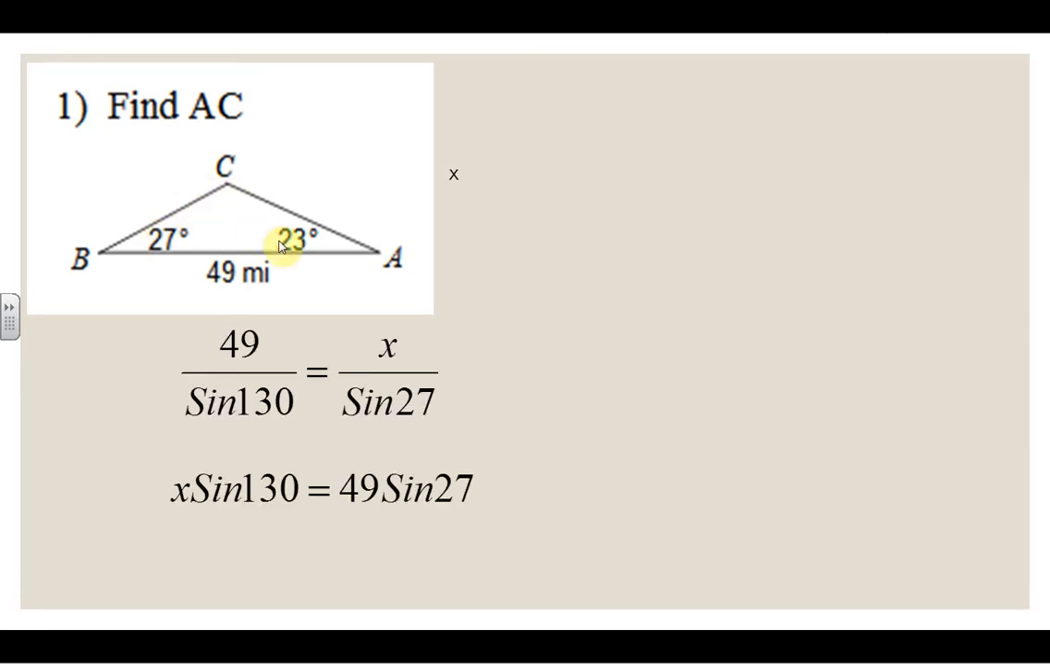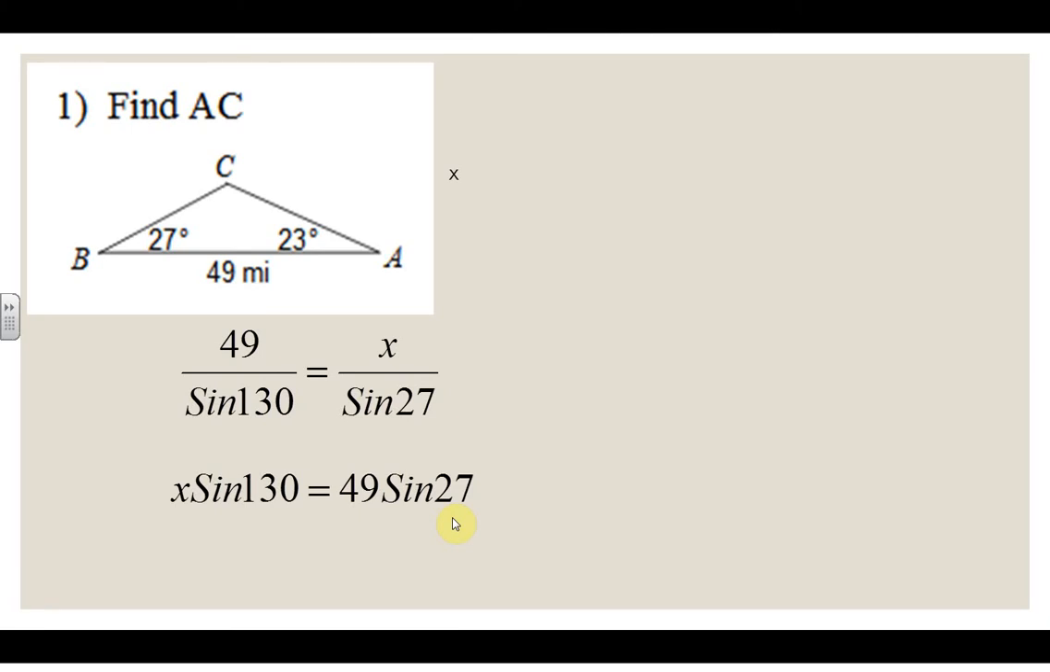But I know that a triangle adds up to 180, so I don't really need to know that. 27 plus 23, you get 50. 180 minus 50 is 130. So we found the angle measurement. So 49 over the sine of 130 is equal to x over the sine of 27. You can also flip this. Whatever works. Just make sure your calculator is in degree mode.